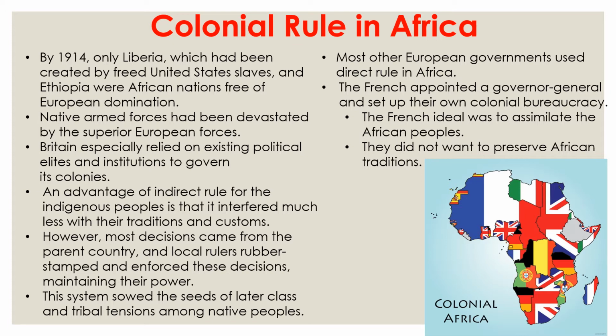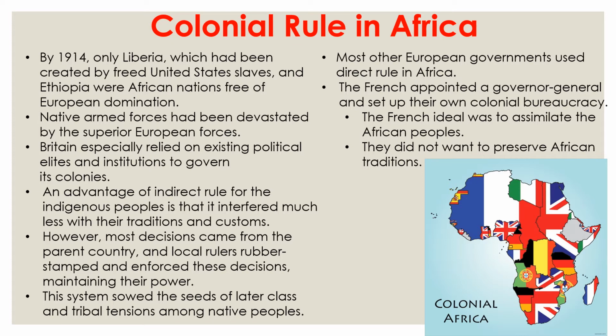Most other European governments in Africa, besides the British, used instead direct rule in Africa, where they would send in their own people to govern rather than trying to train the local population in the French style or the German style or what have you, like the British, who westernize their local populations with British education, etc. The French appointed a governor general in their colonies in Africa, and they set up their own colonial bureaucracy.